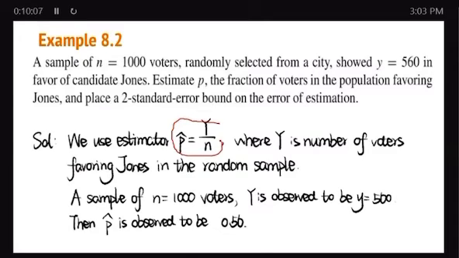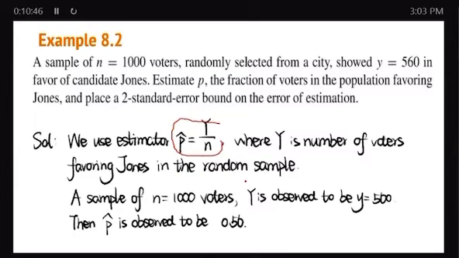Now, a sample size of n equal to 1,000 voters. By the central limit theorem, with n equal to 1,000 voters, you know the rule of thumb, right? It has to be at least 30. Take a look at that. Now, in a sample of n equal to 1,000, y is observed to be 560. 560 is the sum of y. If you divide that by 1,000, you get 0.56. So the p cap is observed to be 0.56.